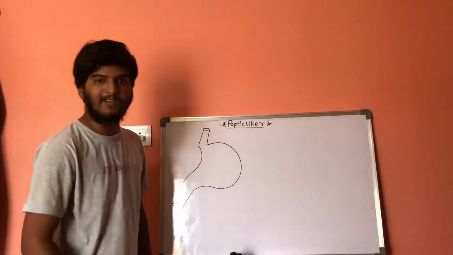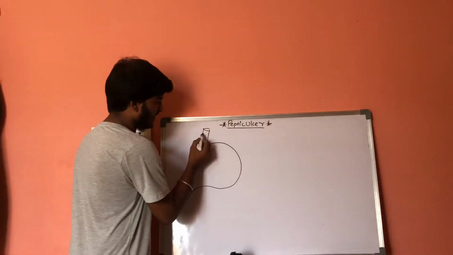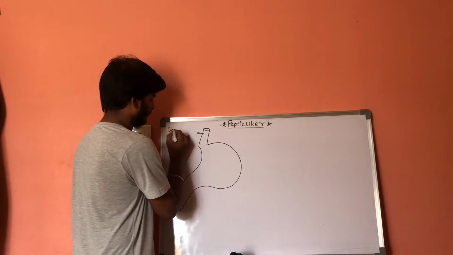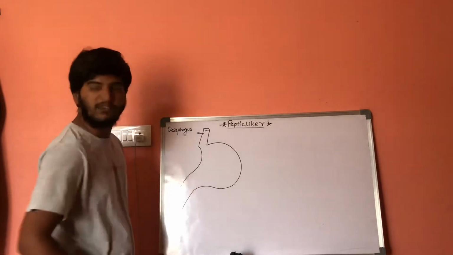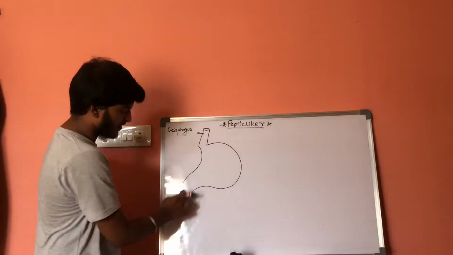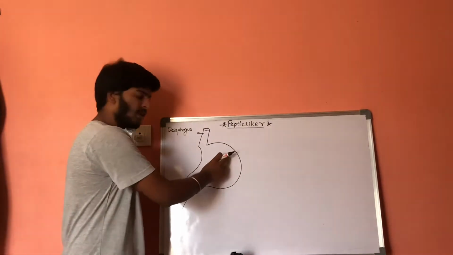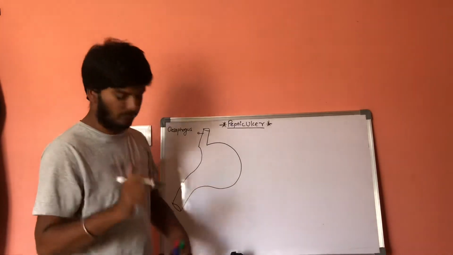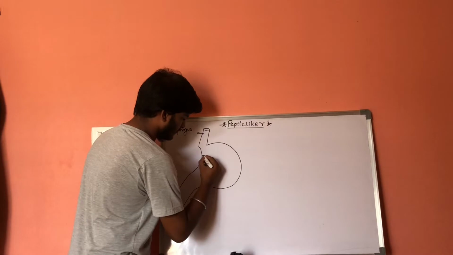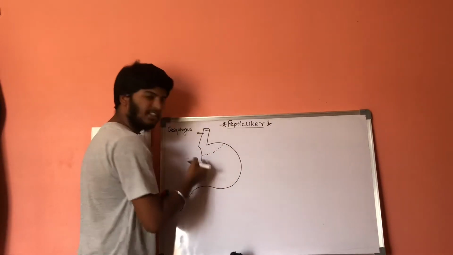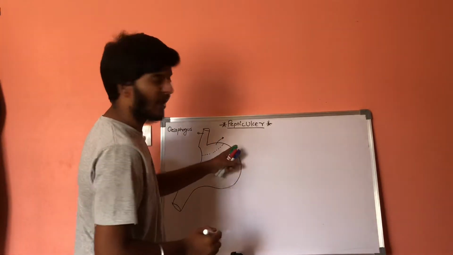Let us consider this is our stomach. So, basically, this is the esophagus, here is the stomach, and this is the duodenum. Now, the stomach, internally, is divided into three parts. This is the anterior most part. This anterior most part is called cardiac stomach.